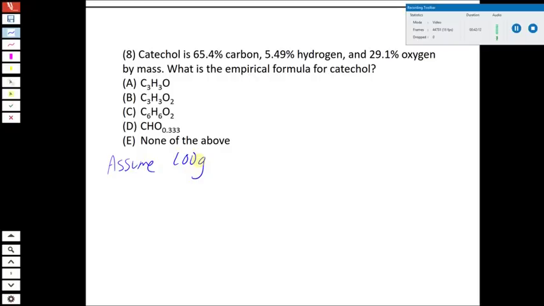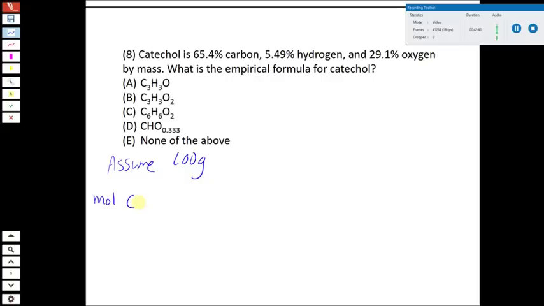That means we can find the moles of each element, where the mass of each element is given by the percent. If we have 100 grams of this compound, that means 65.4 grams are carbon, 5.49 grams is hydrogen, and 29.1 grams is oxygen. For each element, we're going to convert the mass into moles, because an empirical formula tells us the smallest whole number ratio of moles of each element, so we're going to take each element and figure out how many moles that corresponds to.